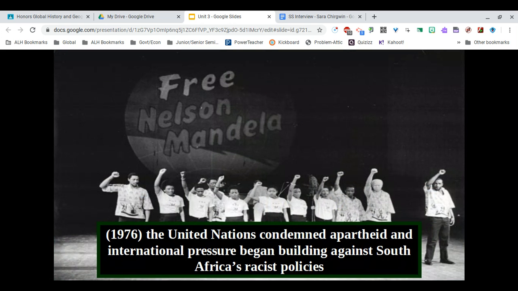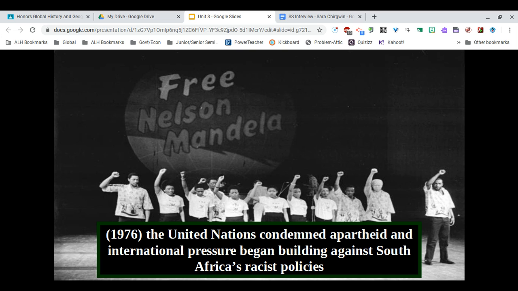In 1976, the United Nations condemned apartheid, and the international pressure began building against South Africa's racist policies. In 1976 and the 1980s, people actively spoke out against this. There were banners and there were gatherings of people. There were music festivals that were dedicated to ending this apartheid system and freeing Nelson Mandela. And Nelson Mandela really became almost like the poster person for ending apartheid. And people all around the world were like, this is wrong.